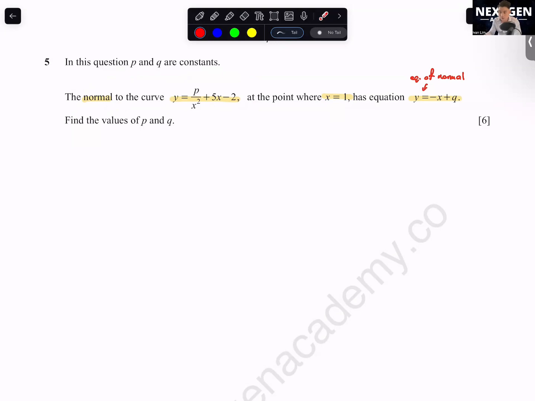You find the equation of tangent, equation of normal. So what we can get here is that the gradient of the tangent will equal 1, or you can find the gradient of the normal, which is negative 1. Let's write down the equation first. y equals px to the power of negative 2 plus 5x minus 2. I do dy over dx, we get negative 2px to the power of negative 3 plus 5. This is the gradient of tangent. So you can just write it down as reference.